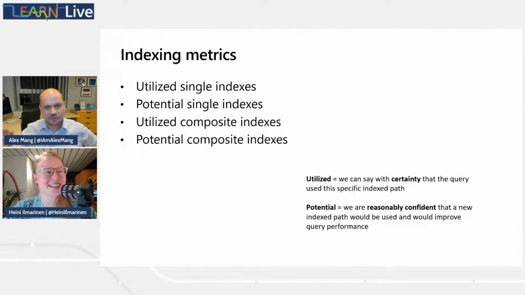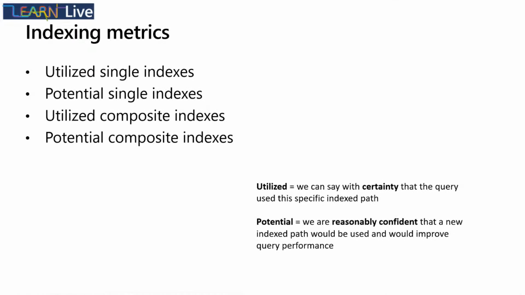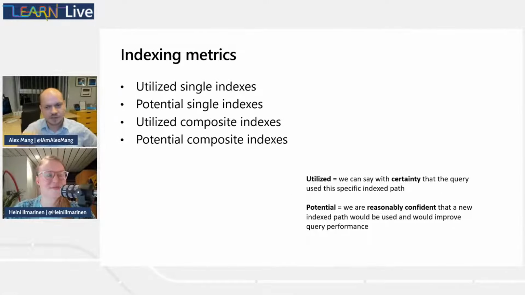So yeah, indexing metrics actually have 4 major properties that should be utilized. One of them is called utilized single indexes. And hopefully this will give the full answer now to the question that we have had previously. Potential single indexes, utilized composite indexes, and potential, in other words, recommended composite indexes.